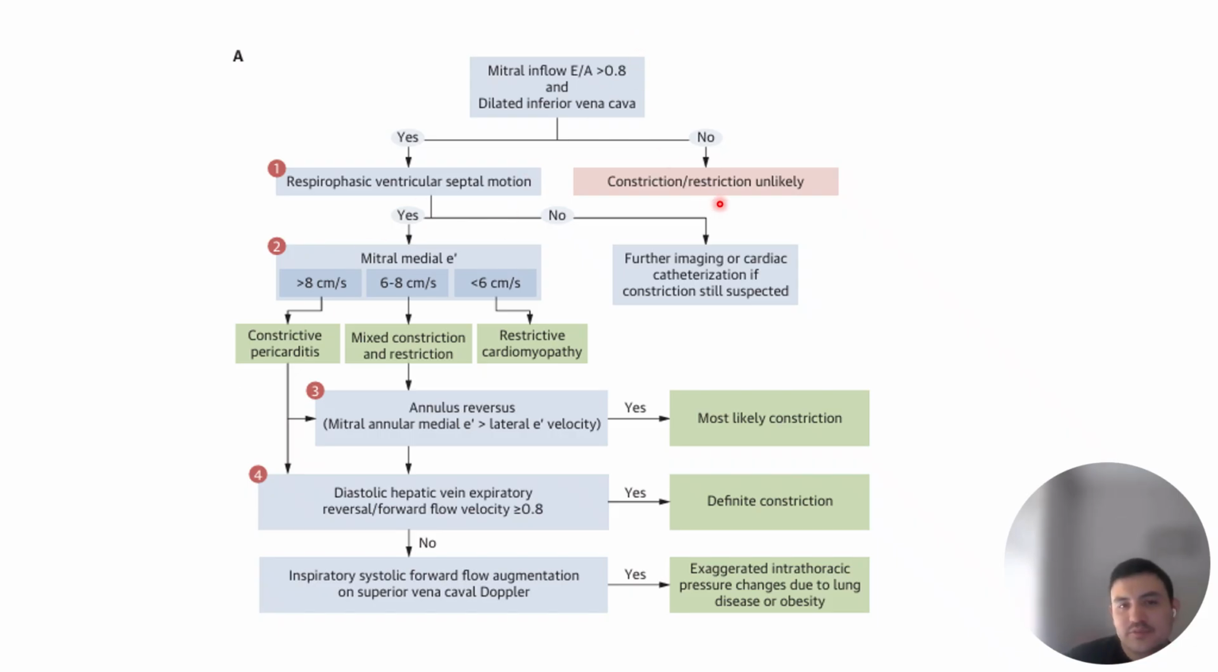So this is pretty straightforward. Why? Because that is going to tell you how you are going to recognize constriction. You're going to start with the mitral inflow: E over A prime is more than A, and a dilated inferior vena cava. Yes, there is a respiratory phasic ventricular septal motion. Yes, and you're going to see the mitral E prime more than 8, constrictive pericarditis, less than 6, restrictive cardiomyopathy. And then you may have annulus reversus. So it's pretty straightforward. In the next slide, I'm going to explain why that is.